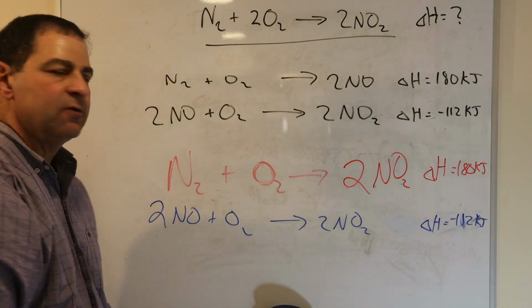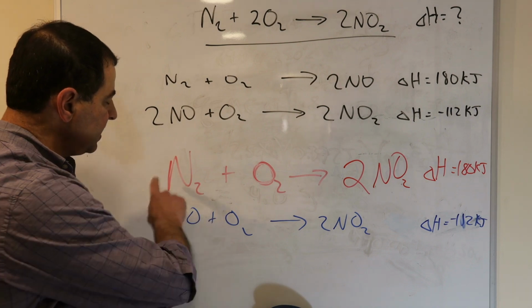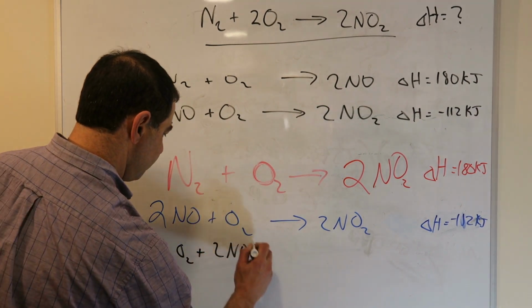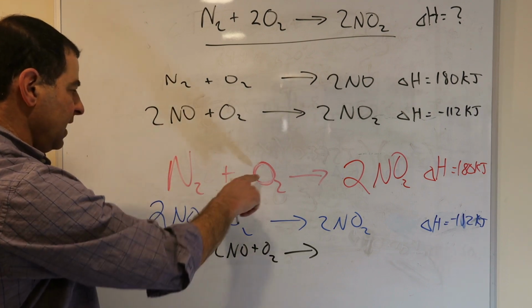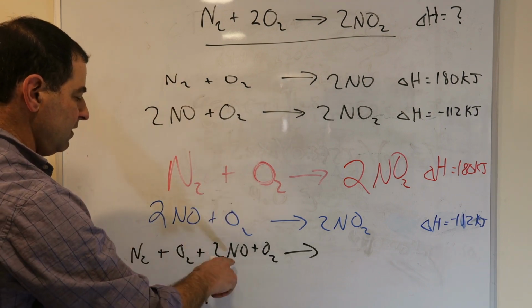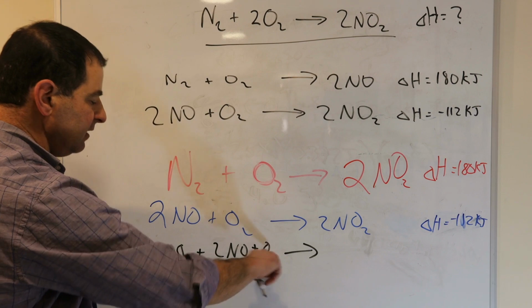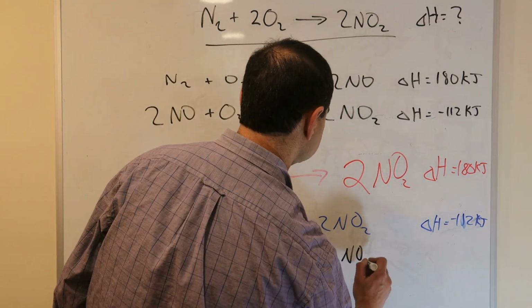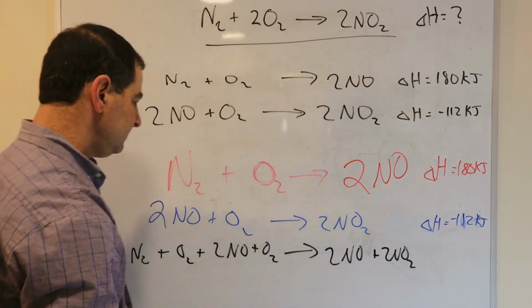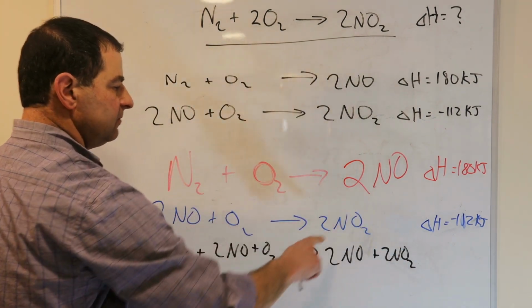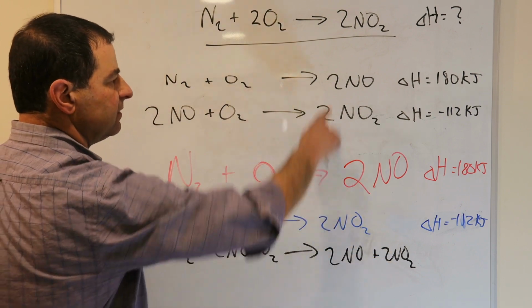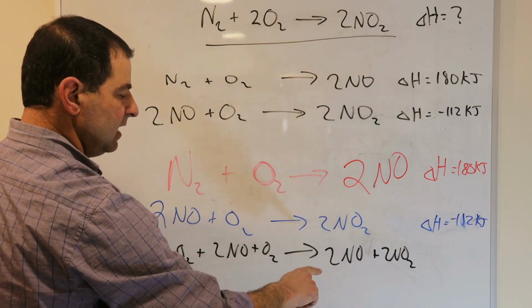Now I can put these two equations together. To do that, I simply take the reactants for both and combine them on the reactant side. I have an N2, I have an O2, I have 2 NO, and I have O2. I put them all on the reactant side. I do the same thing with the products. And I have 2 NO from here, and I have 2 NO2 from here. I wrote this wrong before. It should be 2 NO.